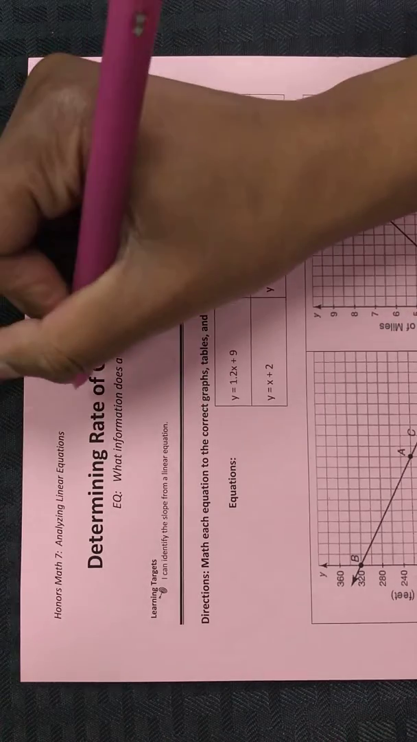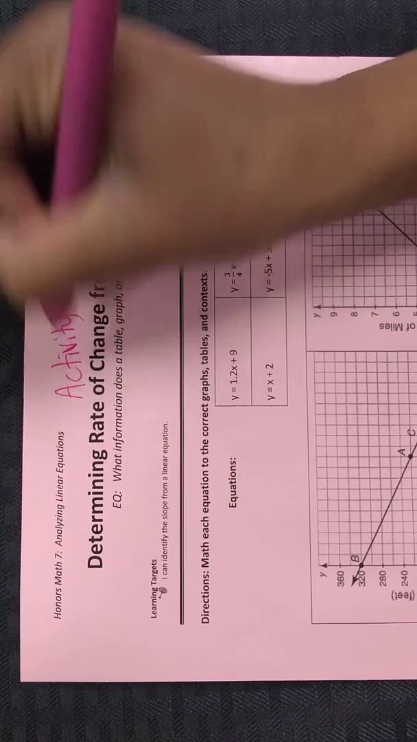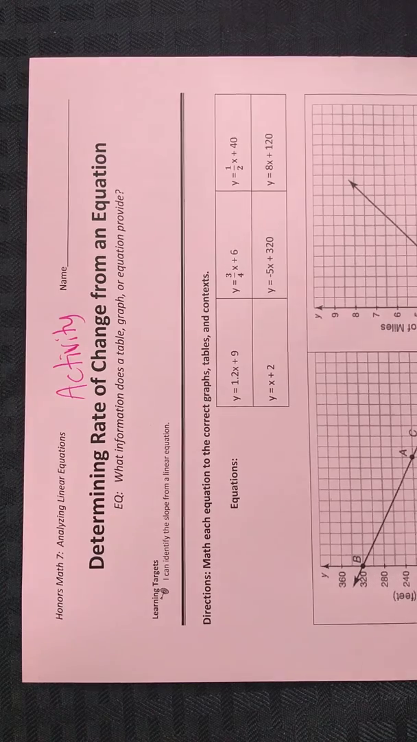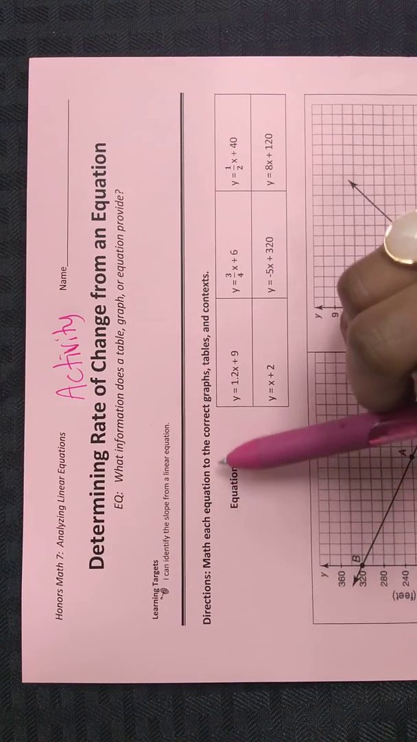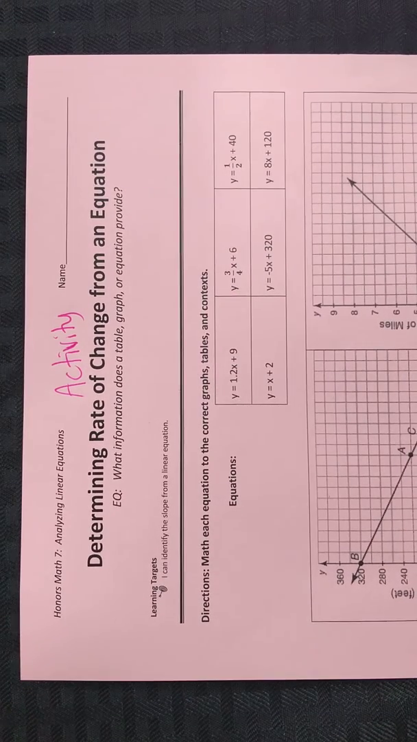I'm going to call this activity because that's really what it is. However, since I'm not in the room, we can't all get up and do it together because some people around you are still taking their quiz. The activity is simply this. Match each equation to the correct graph, table, and context. There are a couple of typos, not many, but just a few typos in here.